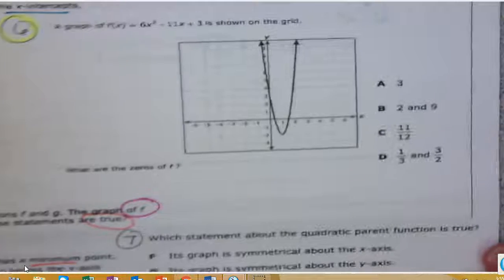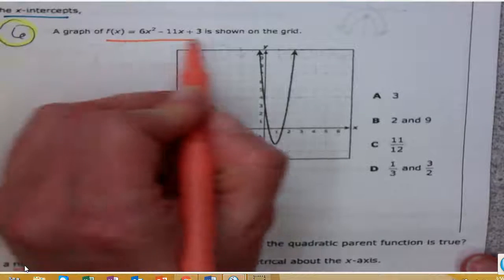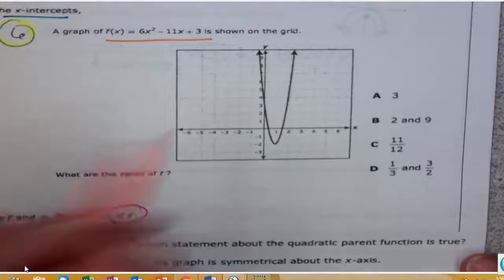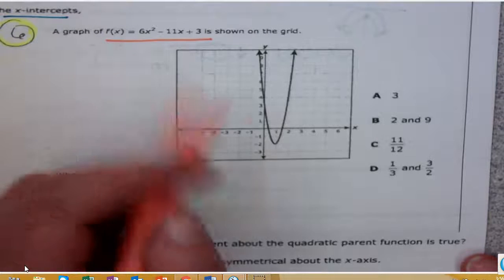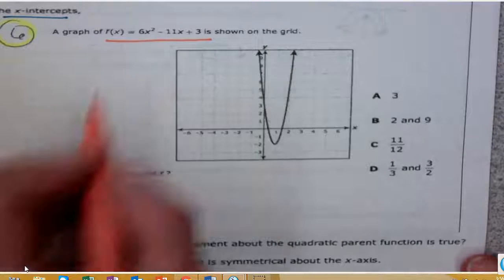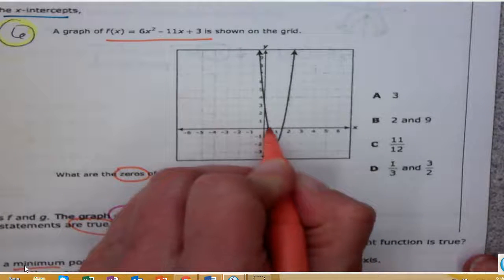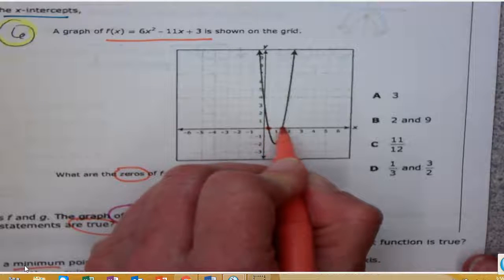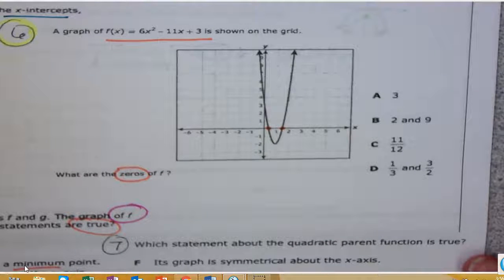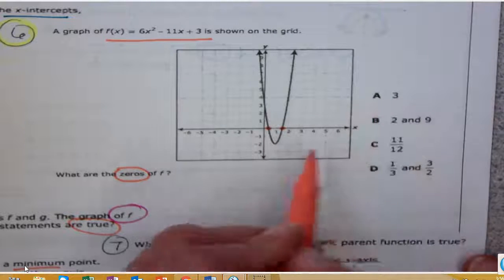Okay, moving on. Here we have the graph of the function shown on the grid. Now we can plug this into our calculator and we should get the same visual on our graph. What would help us understand, but we're looking for the zeros, okay? The zeros are not whole numbers. They go in between those. So we're going to look at that and we're going to see, is 3 a zero?